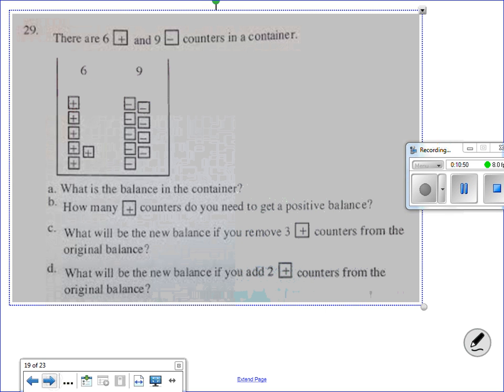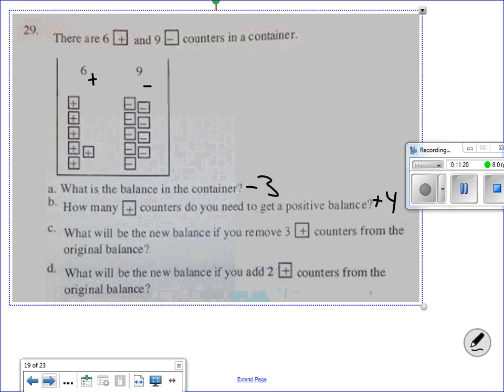There are 6 pluses, 9 negative counters. What is the balance? I have more negatives than positives. Gives me a balance of -3. How many positive counters do you need to get a positive balance? If I had 3 positives, that's going to give me a balance of 0. So I need to add 4 positives to give me a +1.